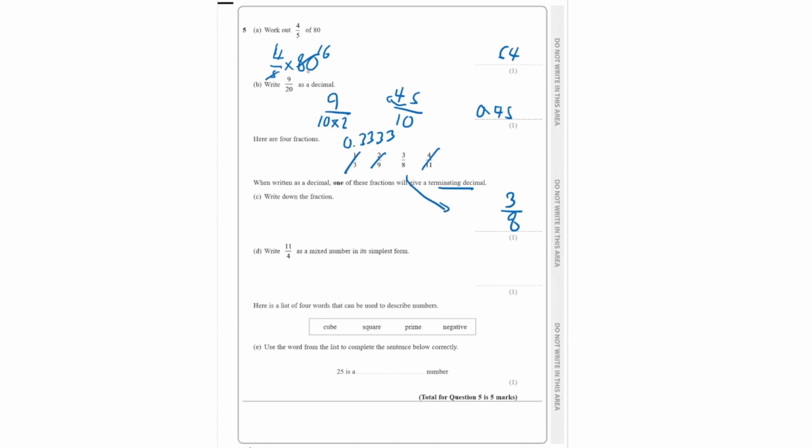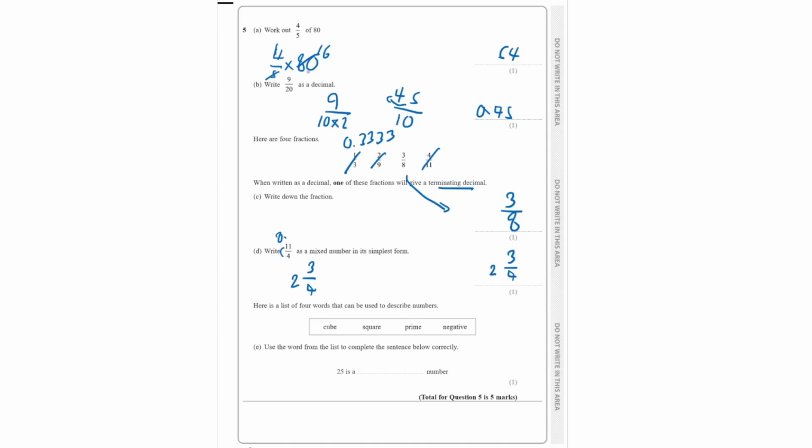Write 11/4 as a mixed number in its simplest form. Okay, so the highest multiple of 4 just before 11 is 8. 8 divided by 4 is 2. We simply write the same denominator as 4. And 11 minus 8 is 3. Since we cannot divide this any further, this is the simplest form. 2, 3/4.